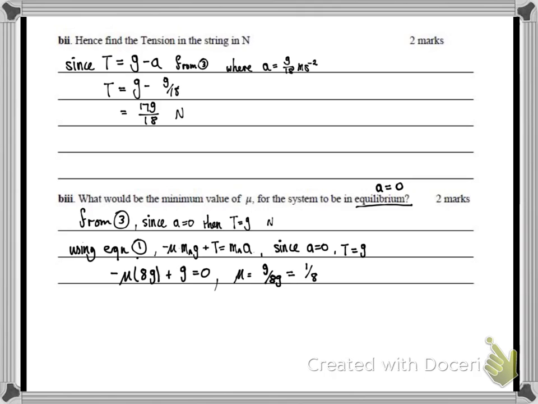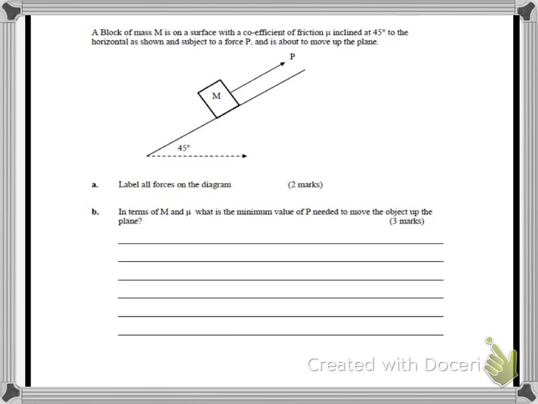Whenever we get a particular scenario given to us, such as the system's at equilibrium, you have to consider how that affects the motion on all masses in the system, and look at the equations of motion for each mass. Very good.